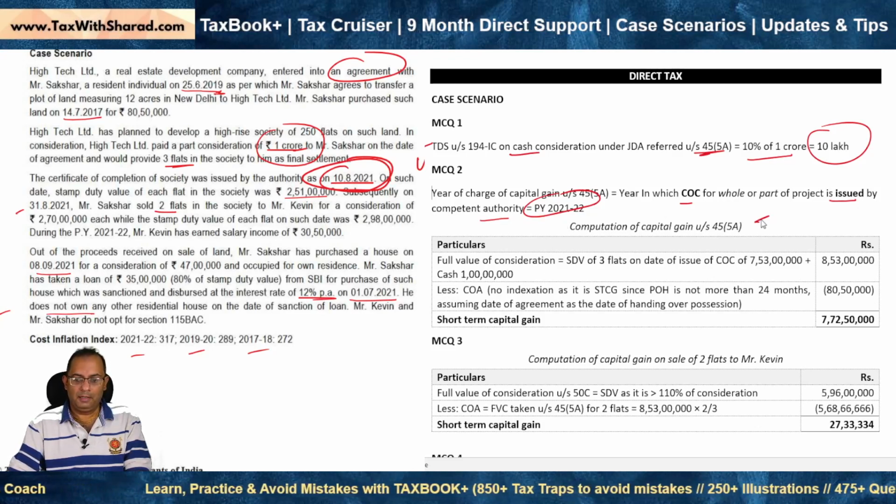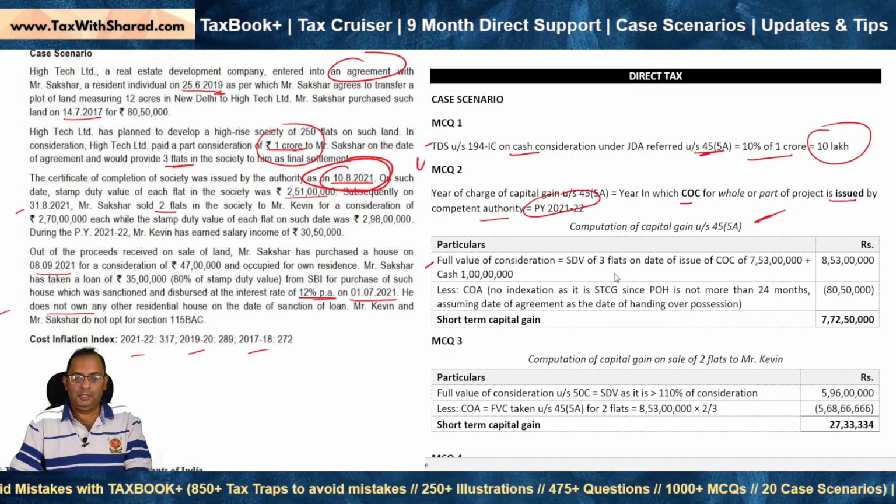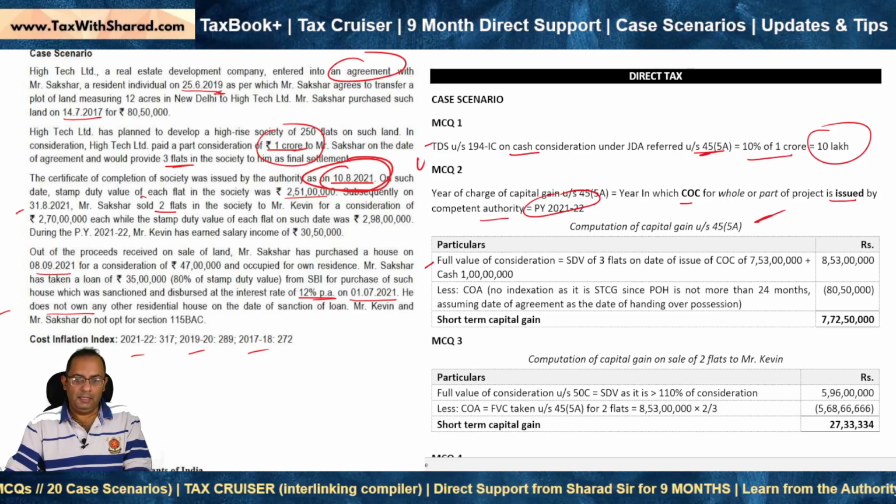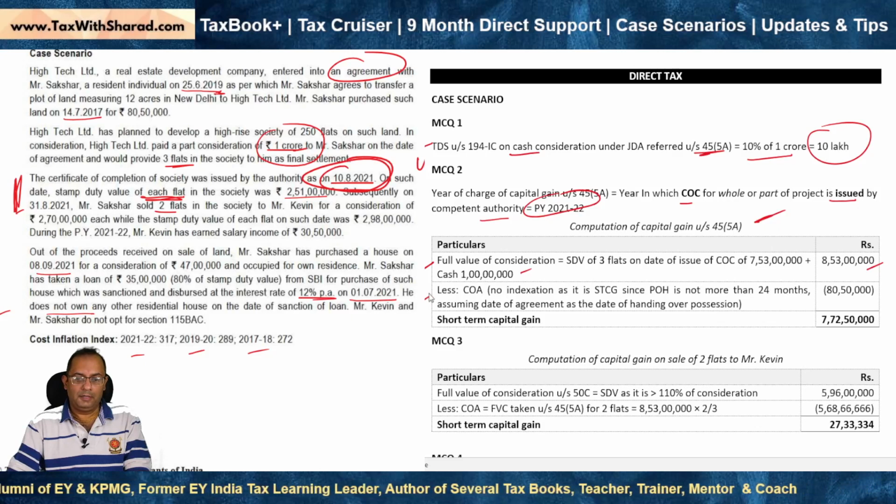So computation of capital gain under section 45(5)(a). What will be the full value of consideration? SDV of 3 flats on the date of issue of COC. This is 7 crore 53 lakh, because the SDV of each flat in the society is 2 crore 51 lakh multiplied by 3, it comes to 7 crore 53 lakh, plus cash consideration of 1 crore. This means 8 crore 53 lakh. So this is the full value of consideration.